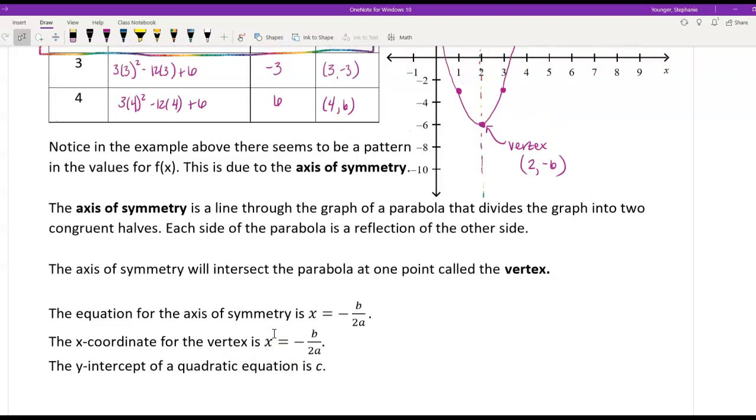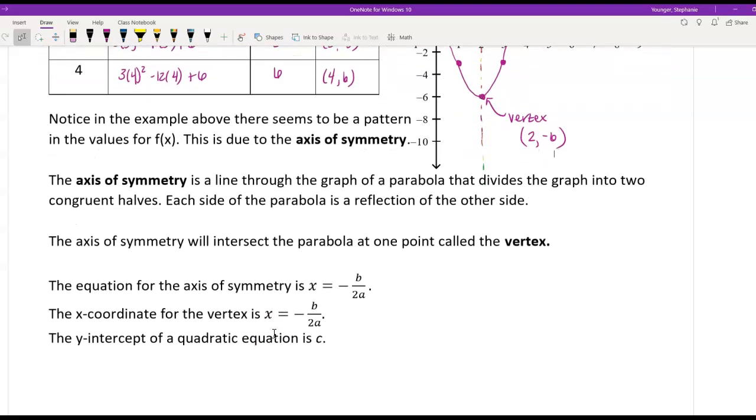Some key things we want to recognize: the axis of symmetry, if given just the equation, is x equals negative b over 2a. The coordinate for the vertex has x equals negative b over 2a, and the y value is f of negative b over 2a. And then the y-intercept is always that c.